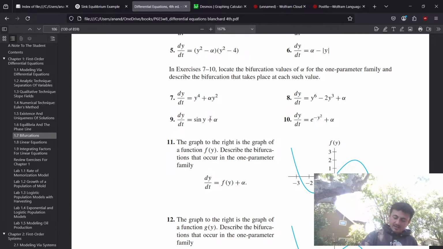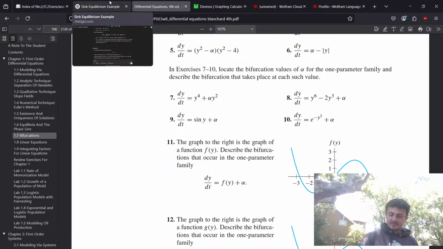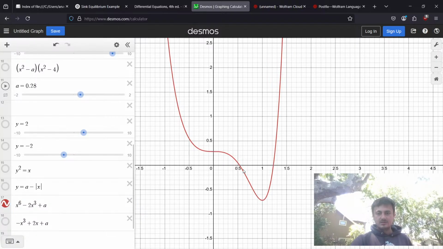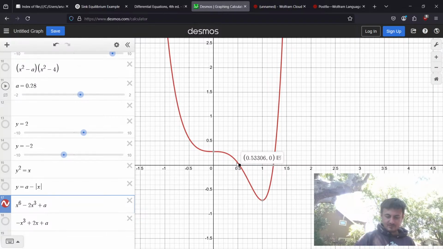So wait, for what value of alpha? Alpha equal to 1 is the only value, and it's a 2 to 0 collapse. It's actually interesting because it turns, let's just make it bigger so that we see this. Oh wait, what am I talking about? We have 2 points. This one is a sink, and this one's a source.